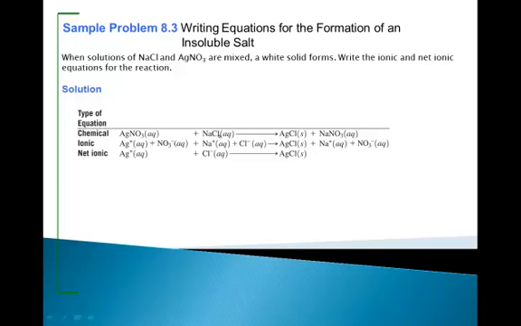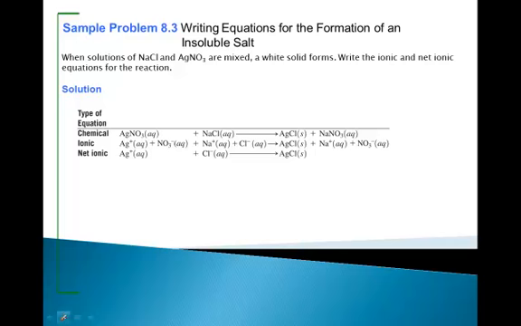I have a sodium ion and a chloride ion. This one is not going to separate because it's a solid. It doesn't dissolve. This one separates into the sodium ion and the nitrate ion. Then I look at that, and anything that is the same on both sides I would cancel out.